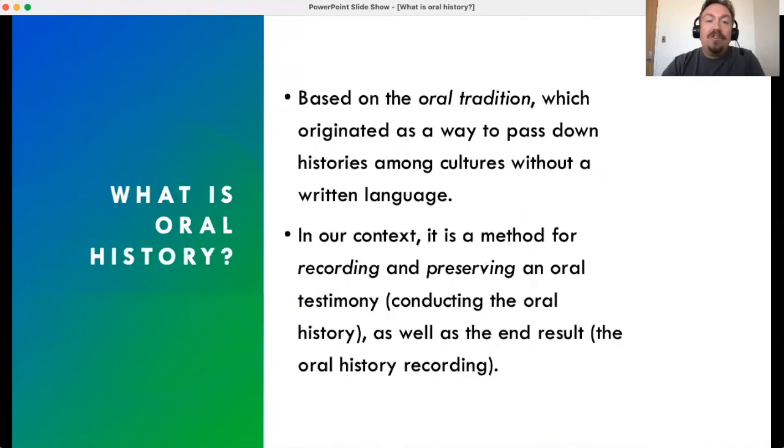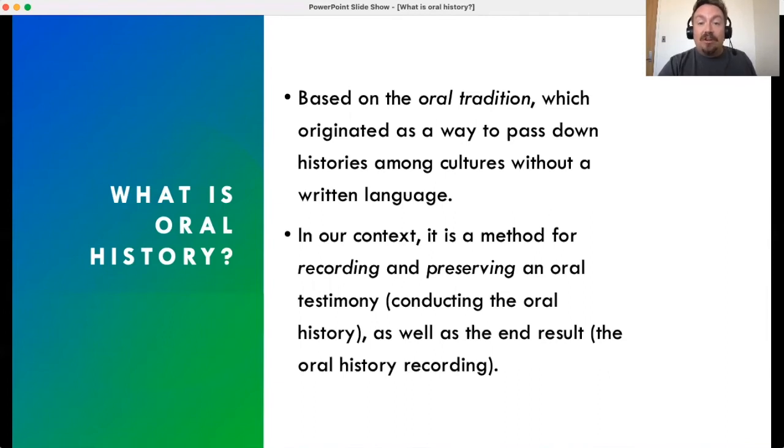Returning to the original question, what is oral history? Oral history began as a way to pass down histories among cultures that didn't have a written language. In one way or another, all histories were oral histories until the creation of written language. And the majority of histories were actually still oral histories until the very recent past. In our context, oral history is a method for preserving certain histories through an interview.